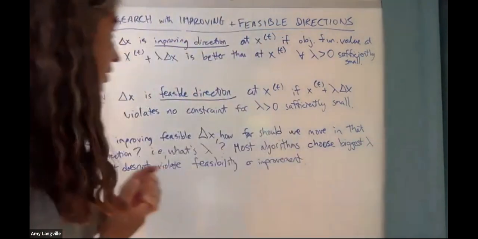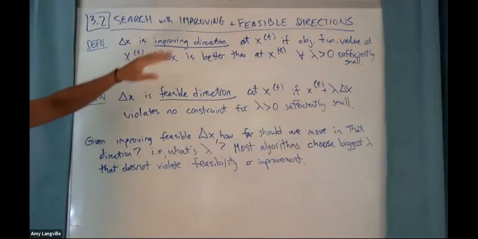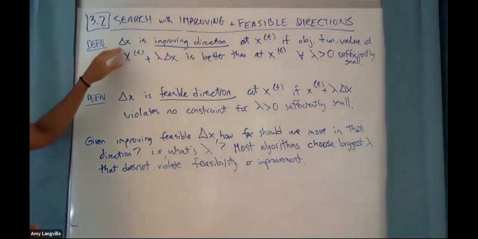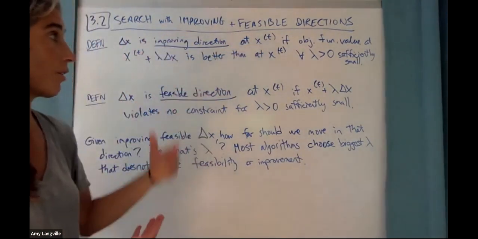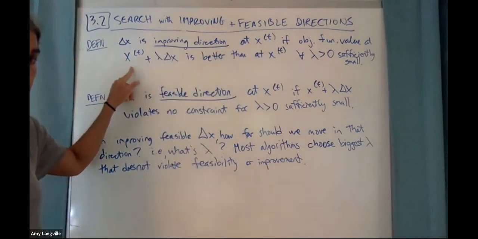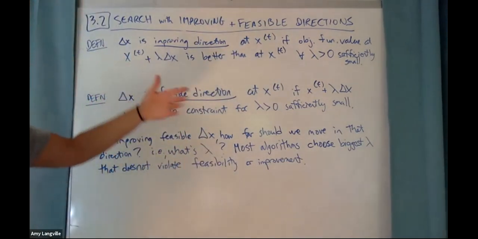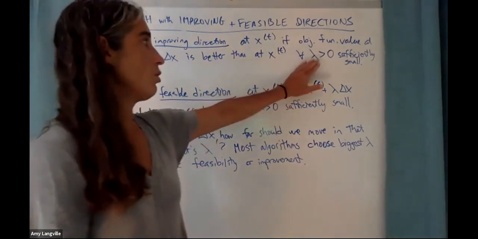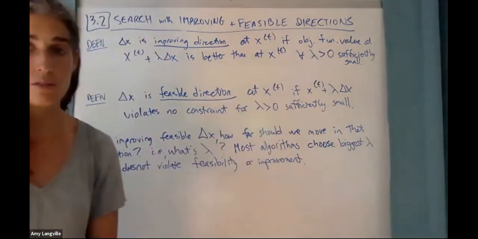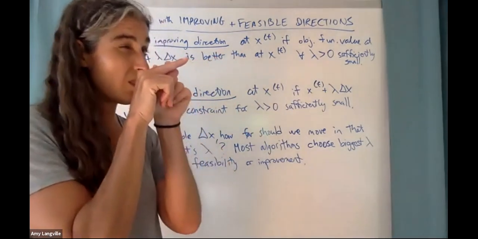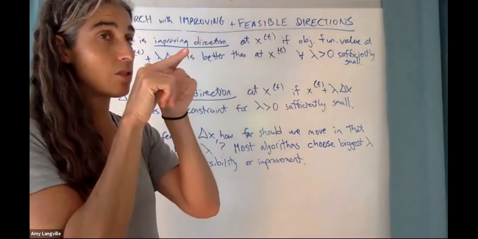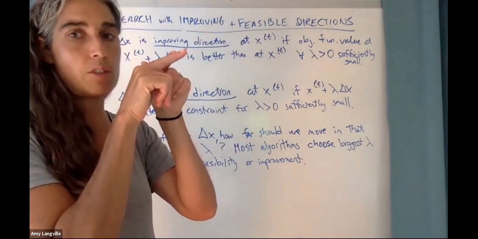Okay, and then we're going to have a couple definitions. The first one, an improving direction. So delta x is our direction vector. If you're at a point xt, you are improving if your objective function value at the next iterate, according to our update rule, is better for all lambda that are sufficiently small, so they're positive. Here's a direction, and I can go just a little distance, I don't have to go really big, just some small amount, and that'll be an improving direction.